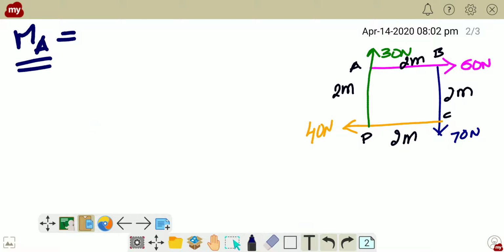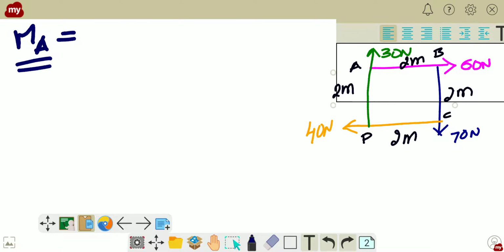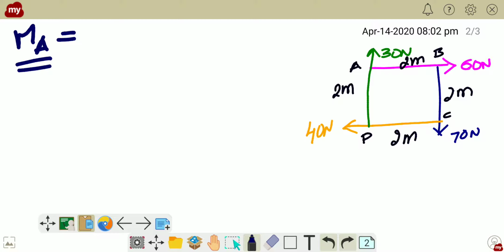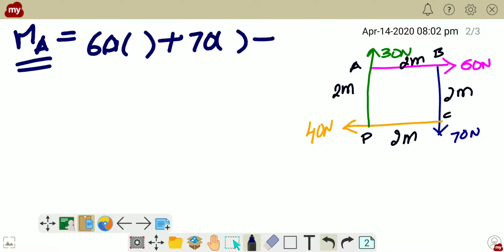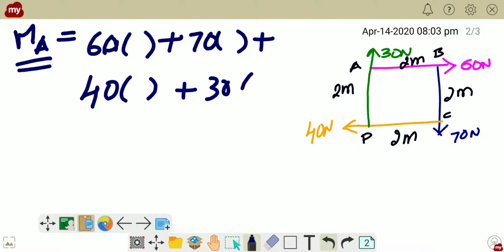So here, how many forces are there for point A? For this point A, in this picture it is clearly mentioned that there are 4 forces acting. So let us write all the forces. First of all, 60 newtons, 60 multiplied with the distance. Let us write distance. So distance I am leaving empty, so later on I can write it. So 60 plus 70 into distance plus, I am writing here in the down, and 40 into distance plus 30 into distance.